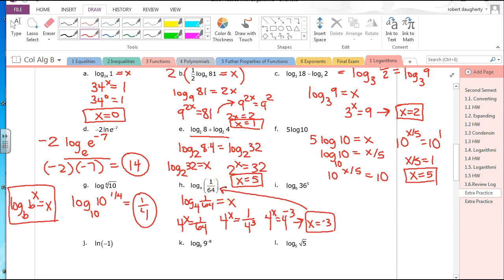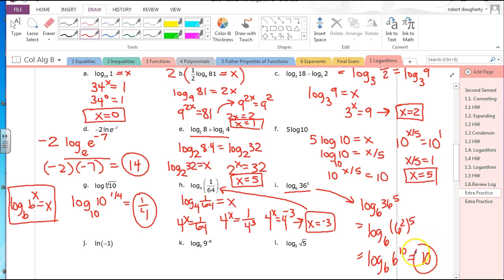The log base 6 of 36 to the 5th. Well, that's the same thing as the log base 6 of, 36 is what, 6 squared? So this is the log base 6 of 6 to the 10th, which is just 10.